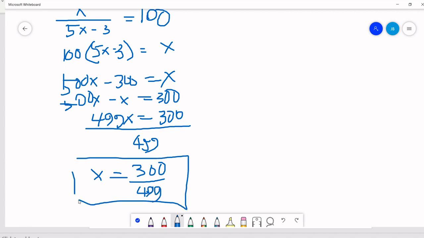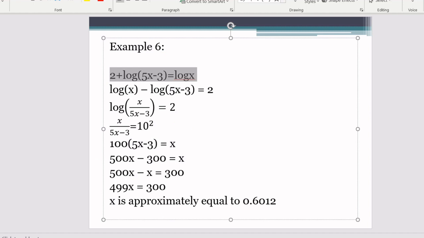This is your answer. Or if you want to make it into decimal form, there's no problem as long as you put approximately, because that's not the exact number. So therefore, that's approximately equal to 0.6012.